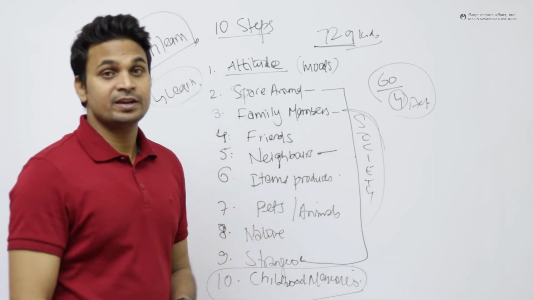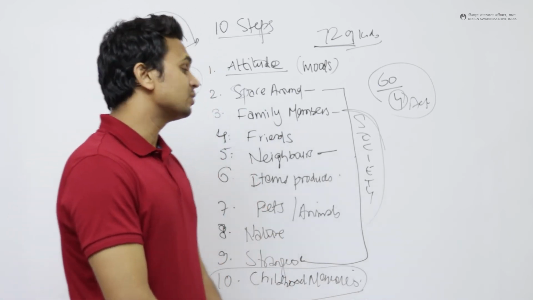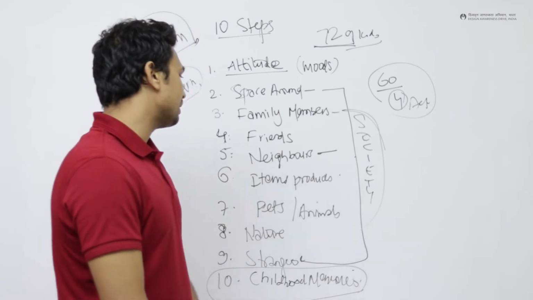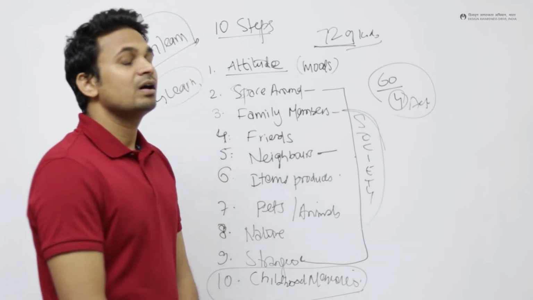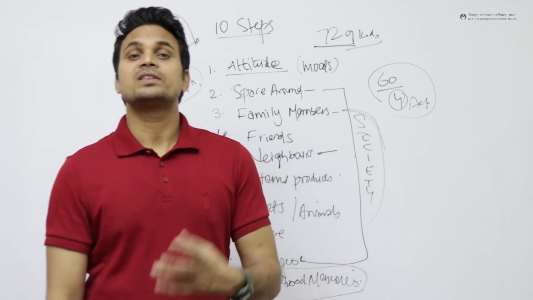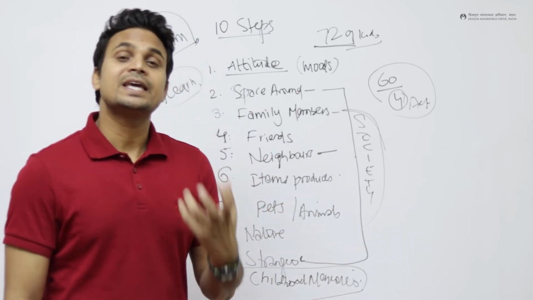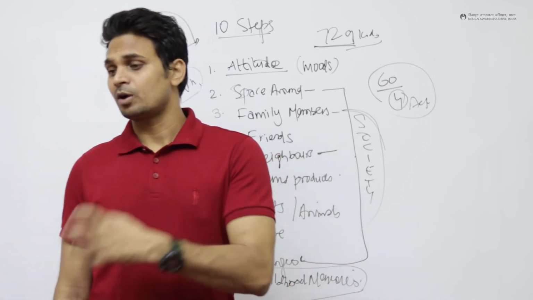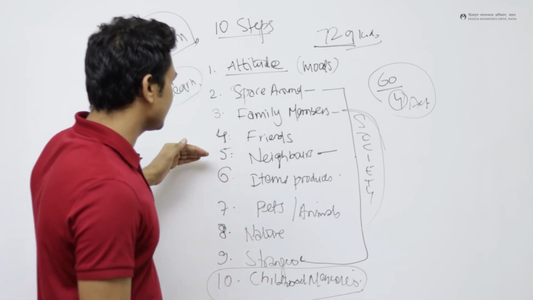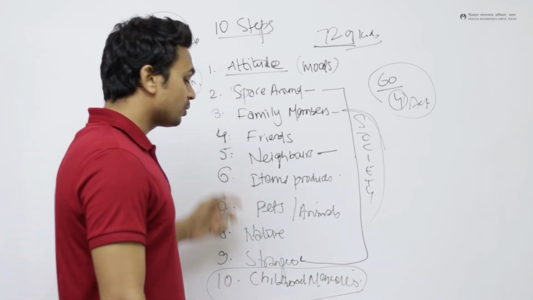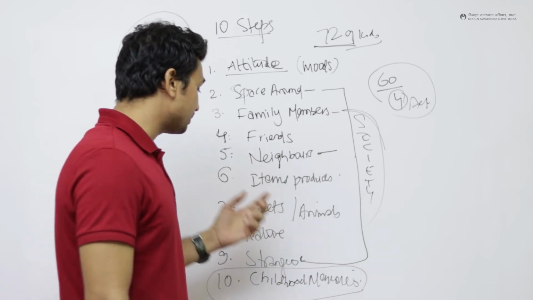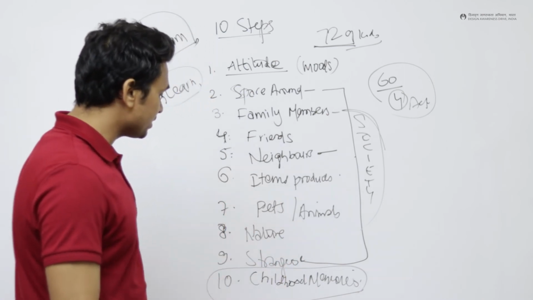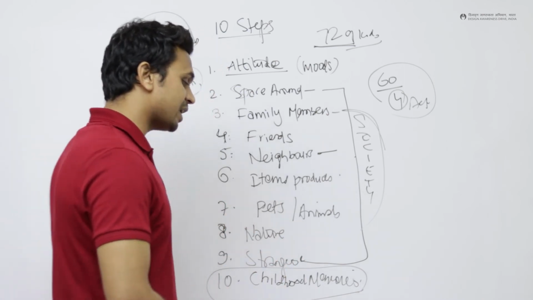Friends, again, are very important. You have to keep observing them as well. You have to observe your neighbors. You have to observe the products: how are they made, how empathetic they are, what problems they are solving. Those two big things should be kept in mind. Your pets and animals, their characters, how they behave, nature, strangers, and then childhood memories.